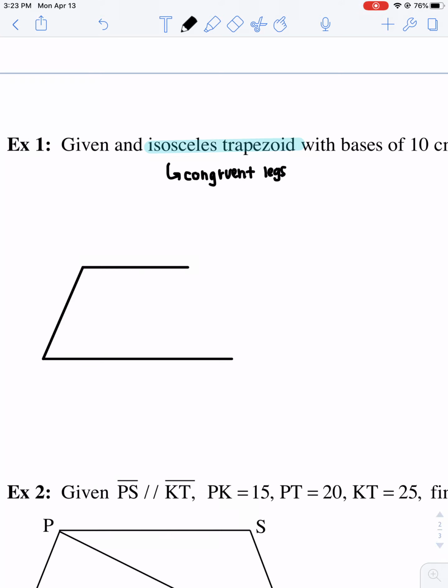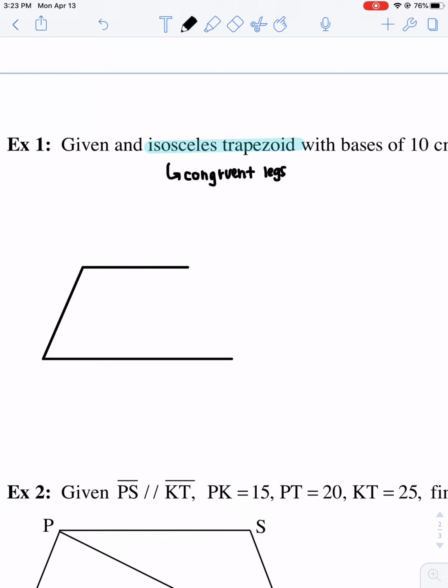All right, while we're here, let's go ahead and get started on example 2 as well. So here they gave us the diagram and some given information. We know that PS is going to be parallel to KT, so let's draw that in. We know PK is going to be 15. We know PT will be 20, and KT 25. They're asking us to find the exact area of the isosceles trapezoid.